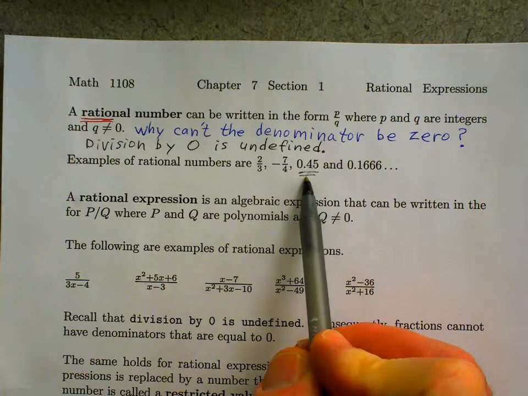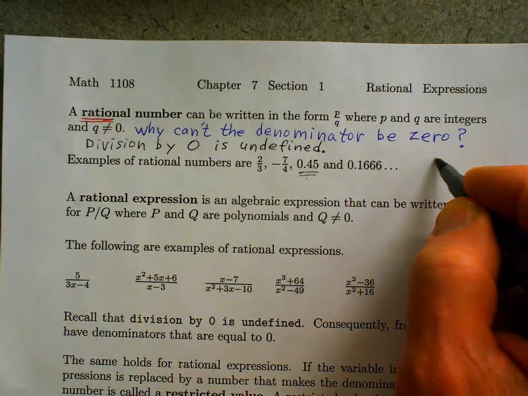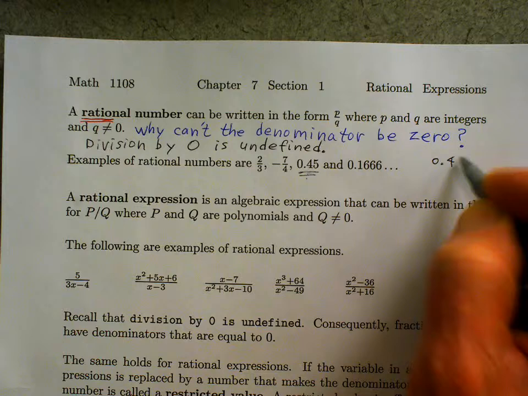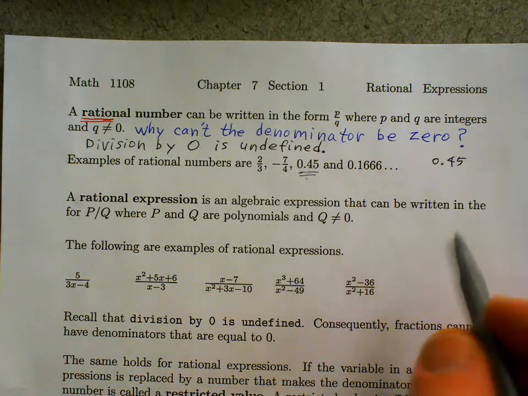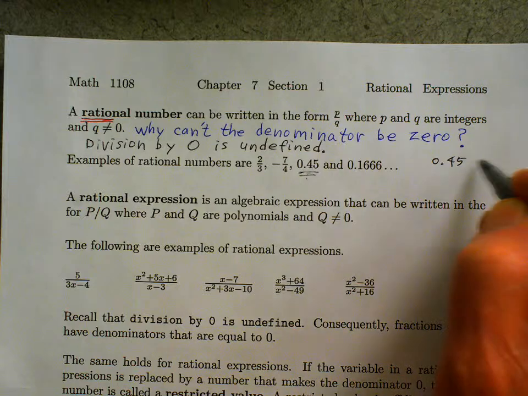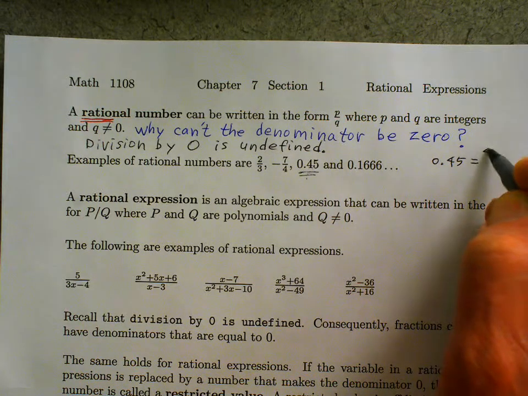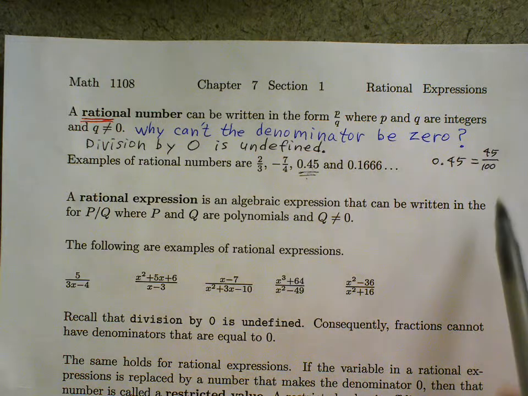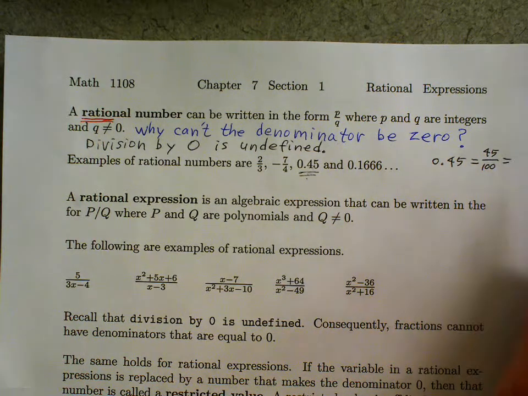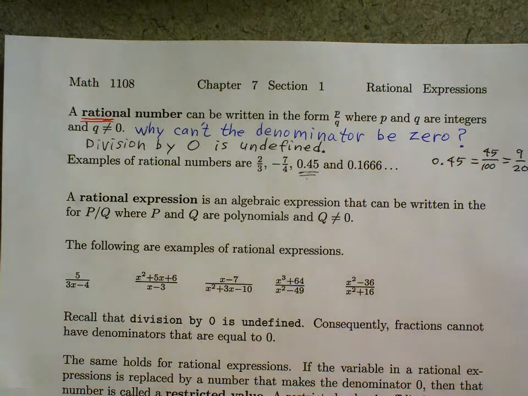The formal way to read 0.45 is 45 hundredths. So we can write it as 45 divided by 100. And then if you want to write this in lowest terms, you can write it as 9/20. So both the numerator and denominator are integers.